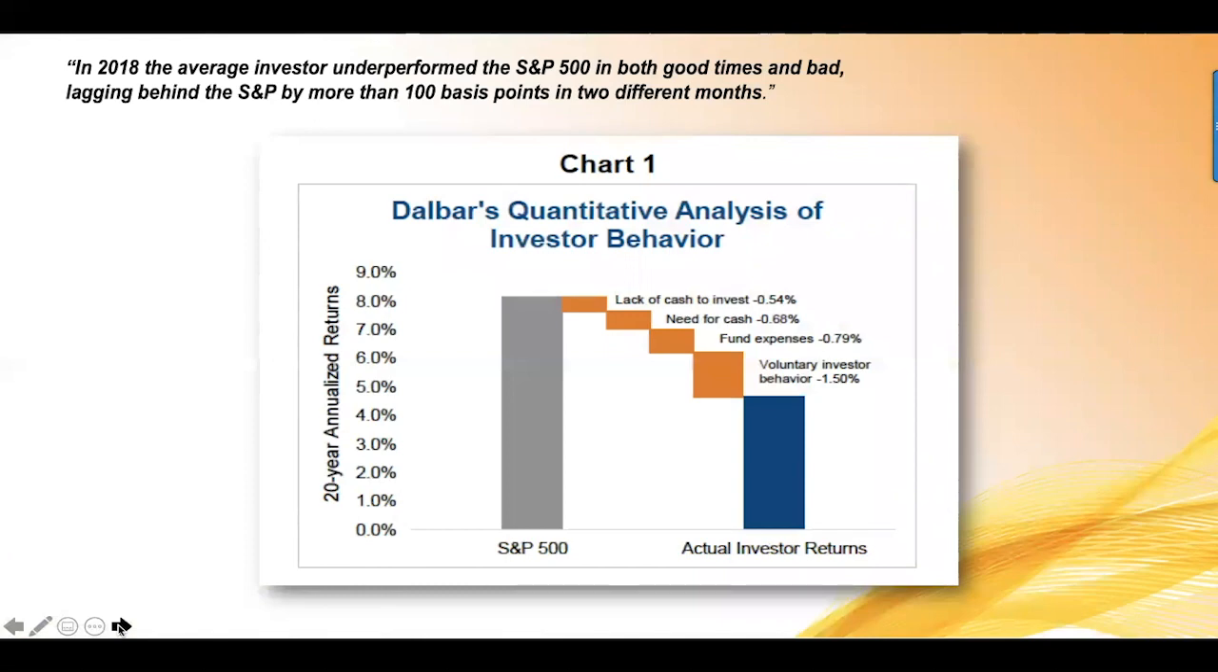And so Dalbar started to ask, why does the average investor do so much worse than the index fund itself? Some of these things are outside of our control or the client's control. Like, there's fund expenses. The reality of it is you can't just buy the S&P 500. You have to buy an index fund, and the fund companies charge expenses to do that. There's a need for cash that comes up, right? Maybe the advisor didn't quite plan for enough liquidity in that now bucket. Maybe they have a lack of cash to invest. But look at that big one. That big one is voluntary investor behavior. Over 1.5% of annualized 20-year returns comes from voluntary investor behavior.